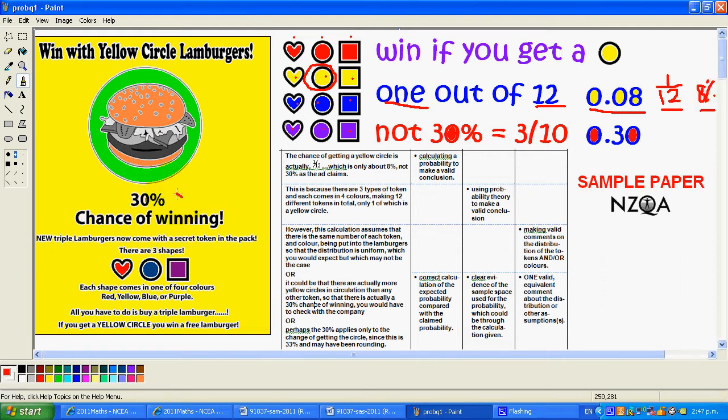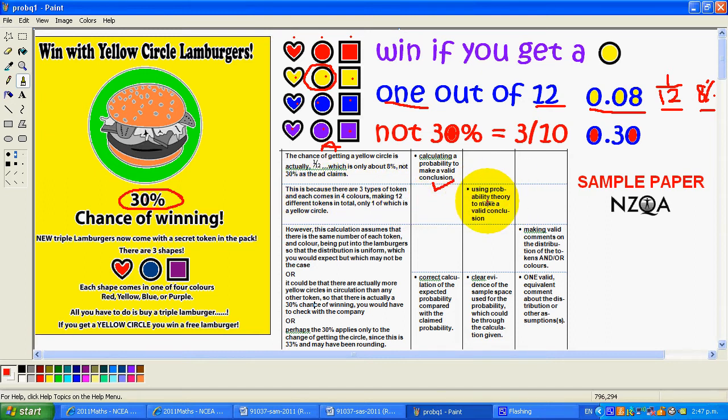Now the ad claims 30% chance of winning. So the 1 out of 12 is not 30%, which is 3/10, 0.3. Okay, so to get an achieved, this is what the marking schedule says, you have to state that 1/12, which is about 8%, not 30%. And that means that you have calculated a probability to make a valid conclusion.